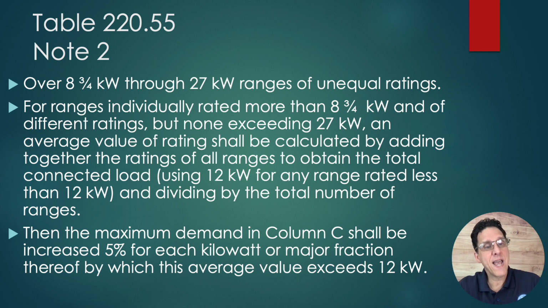And then it says the maximum demand in column C must be increased 5% for each kilowatt or major fraction of a kilowatt by which the average of the group exceeds 12. So if the average is above 12 kW, like if it's 12.5, for example, we have to increase column C by 5%. If the average is 13, we have to increase column C by 10%, and so on and so forth, if the average is above 12 kW.